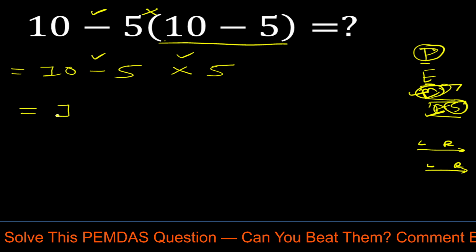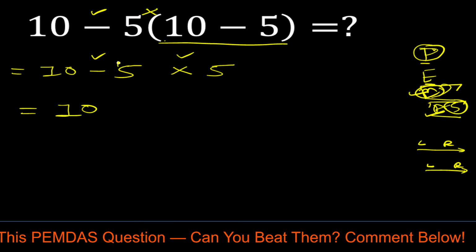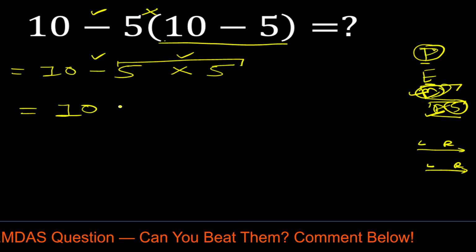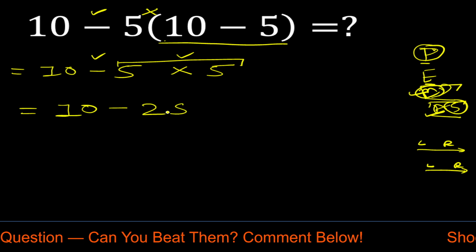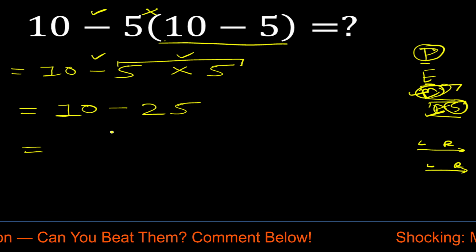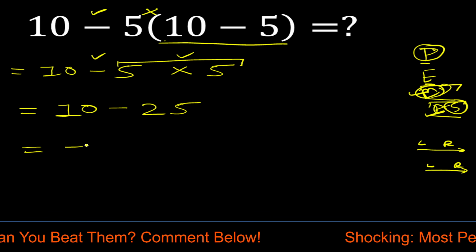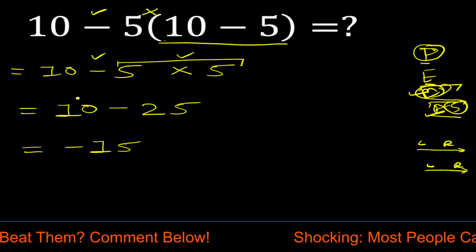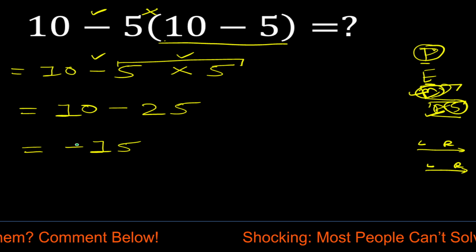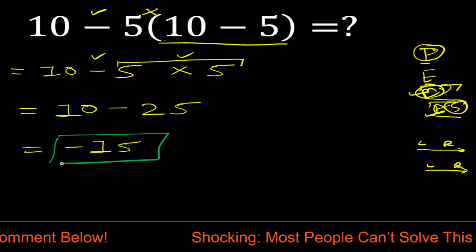So now 10 minus 5 times 5. So 5 times 5 is equal to 25. So 10 minus 25 is equal to minus 15. So the correct answer is minus 15, right?